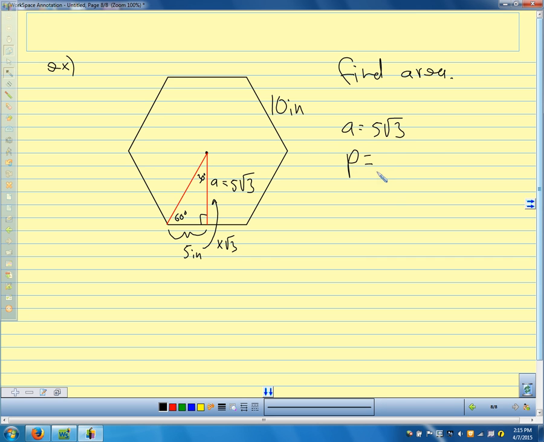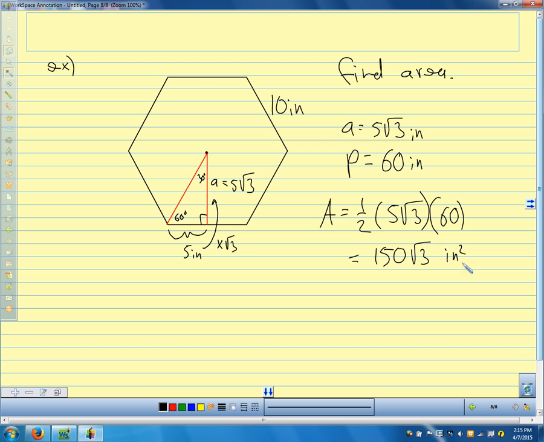The perimeter of this hexagon is going to be what? 60 inches. So that's in inches, that's in inches. So the area equals 1/2 the apothem, 5 square root 3, times 60. I want to leave my answer in simple radical form. So I'm going to do 5 times 60 and divide that by 2. And I get 150 square root 3 square inches for my area of that hexagon.